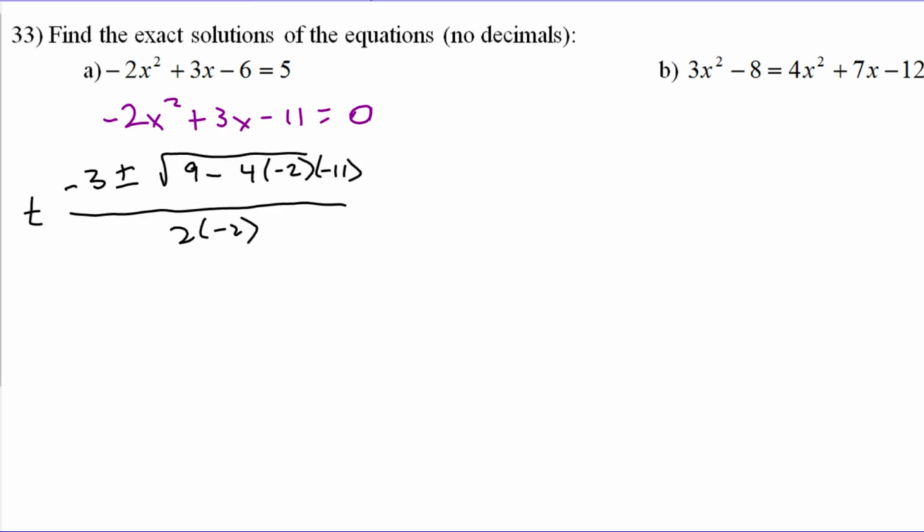Oops, that's x. I'm still stuck in the last problem. All right, so this is x. We just need to simplify this, and they ask for the exact solution, which means we're not going to take the square root. We're just going to simplify our radical.